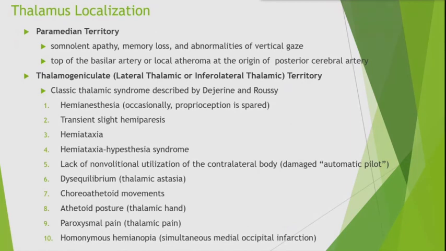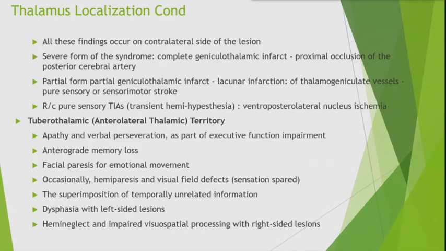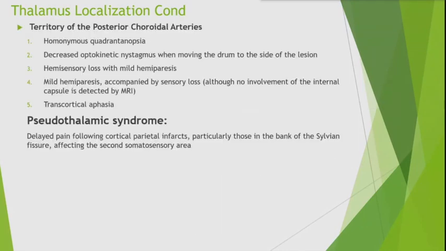Okay, you will come to that. So there are different types of lesions seen in the thalamus. It may be paramedian territory, thalamo-geniculate territory, tuberothalamic territory, territory of the posterior choroidal arteries, and there is something called pseudothalamic syndrome as well. Over to Kartika. Tell me about thalamic syndromes.